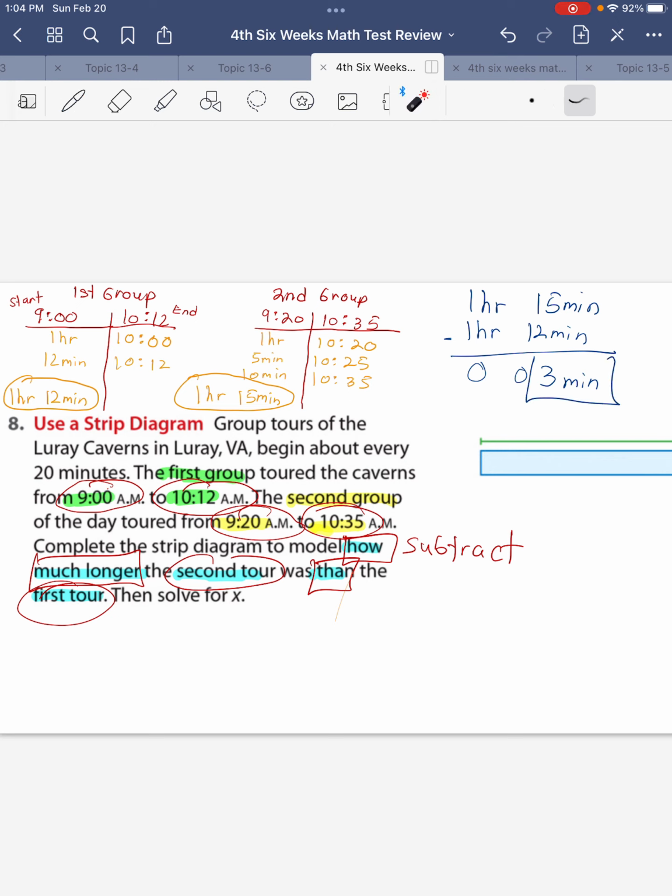And if you notice here, it says group tours began about every 20 minutes. I didn't even use this, so we didn't need that. So my answer is 3 minutes.